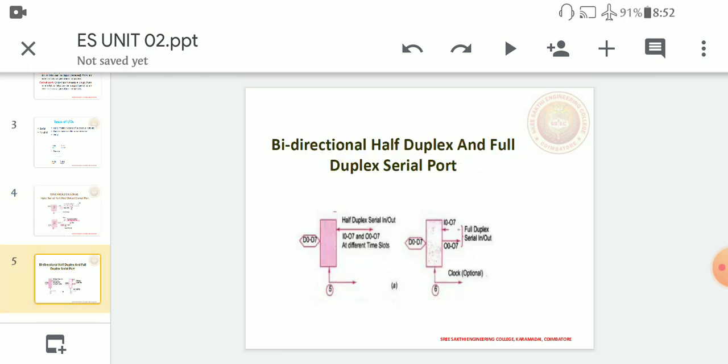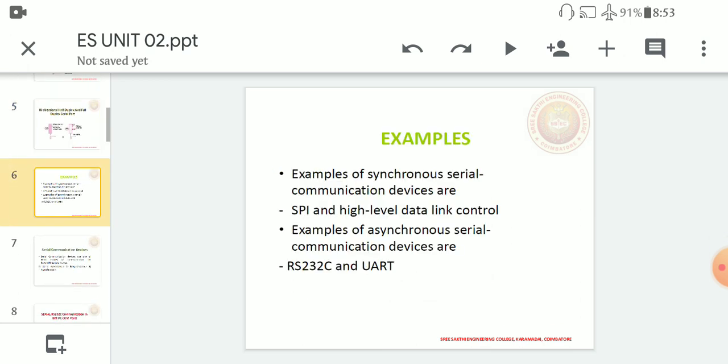The next one is that it is divided into half duplex and full duplex. Half duplex is where we have one-way communication, and full duplex is where we have two-way communication. For example, a one-way road and a two-way road. Then come the examples of synchronous serial communication ports.